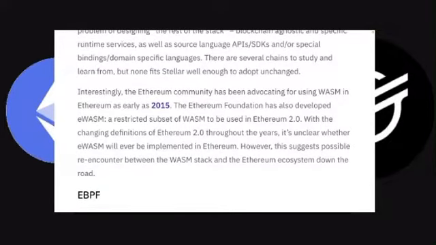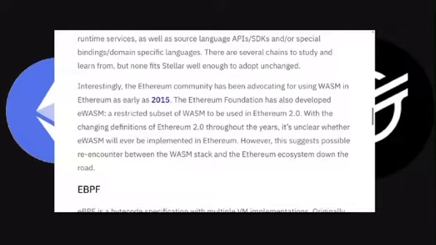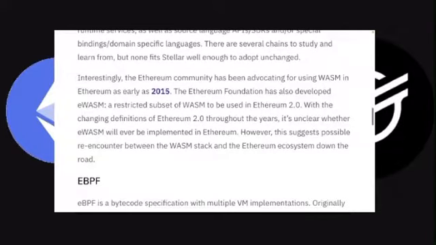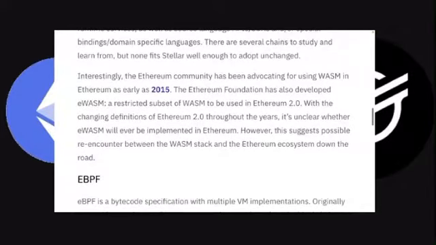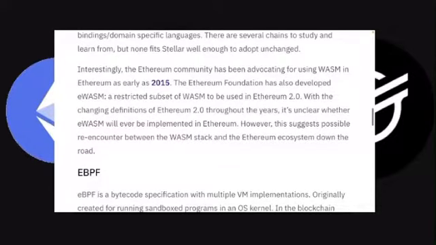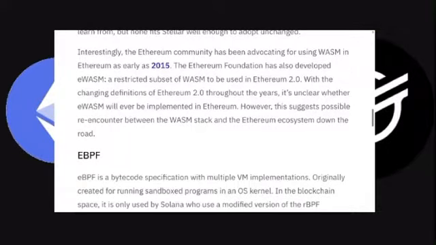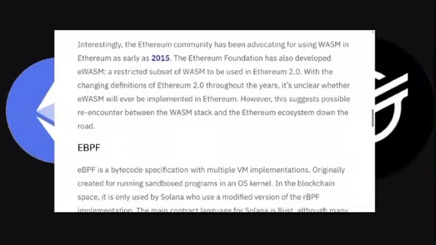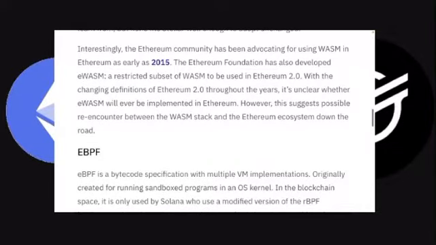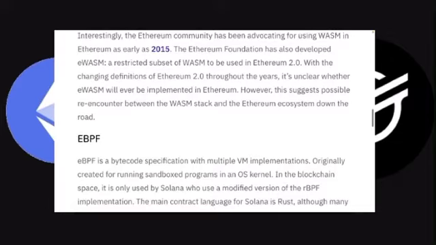Interestingly, the Ethereum community has been advocating for using WASM in Ethereum as early as 2015. The Ethereum Foundation also developed eWASM, a restricted subset of WASM to be used in Ethereum 2.0. With the change in definition of Ethereum 2.0 throughout the years, it's unclear whether eWASM will ever be implemented in Ethereum. However, this suggests a possible re-encounter between the eWASM stack and the Ethereum ecosystem down the road.